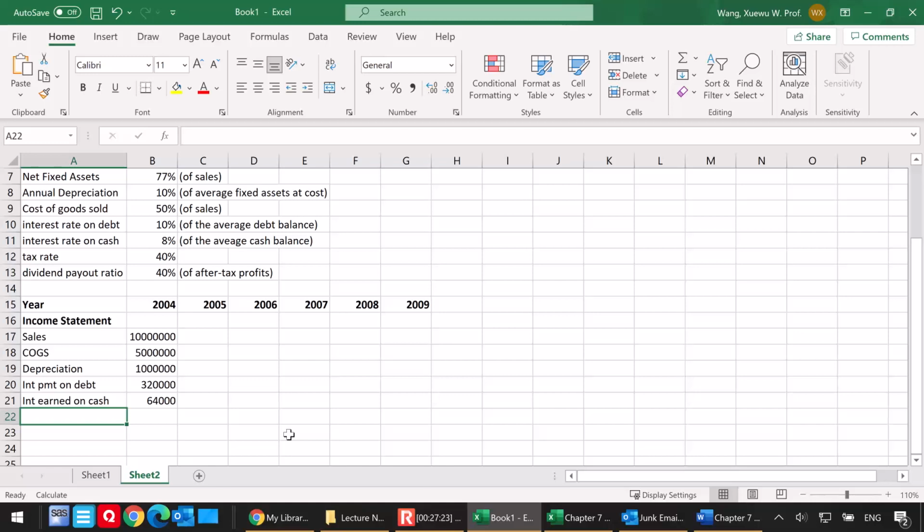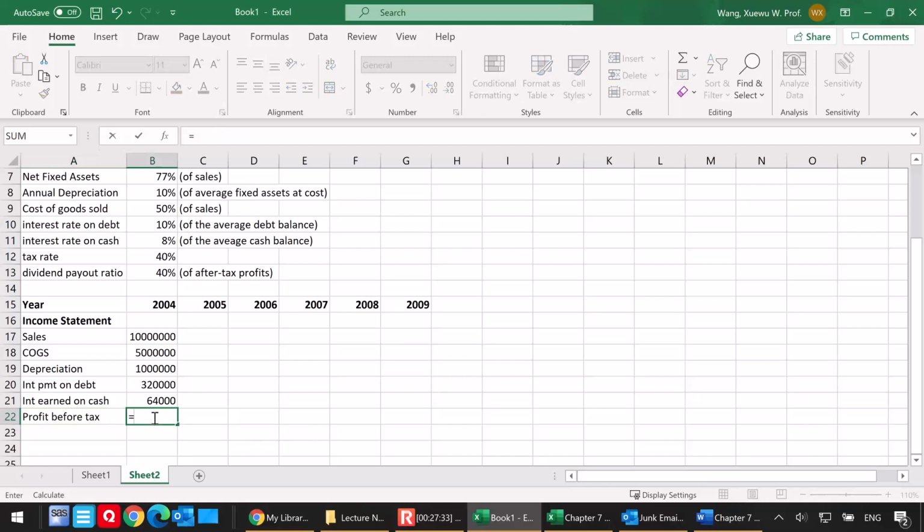All right, and then we're going to look at profit before tax. So let's actually look at what's the profit before tax. The firm actually made this much sales, and the firm is incurring this cost of goods sold. The firm is knocking off $1 million depreciation. The firm is paying debt interest, and the firm is earning interest on cash. So that's going to be the $3.744 million profit before tax.